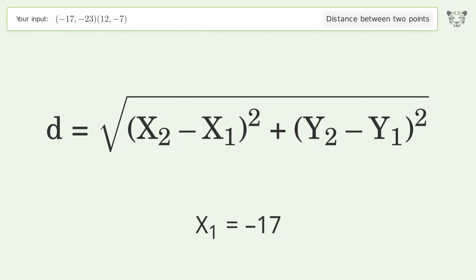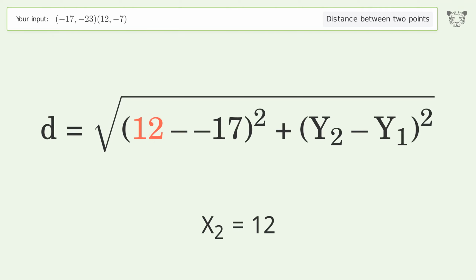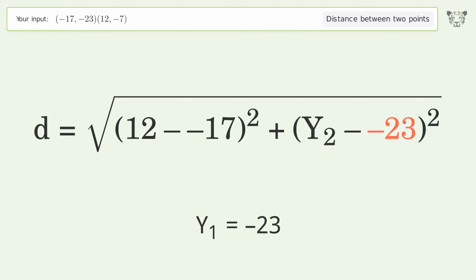x1 equals -17. x2 equals 12. y1 equals -23. y2 equals -7.